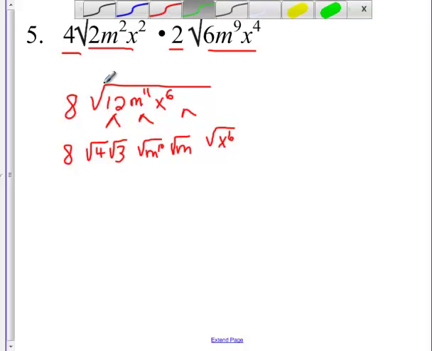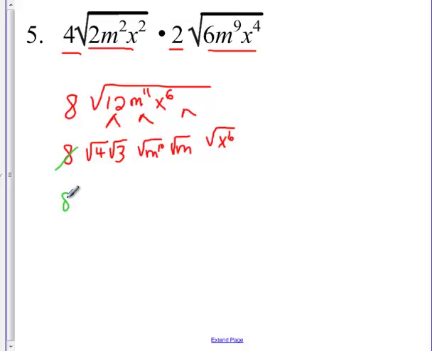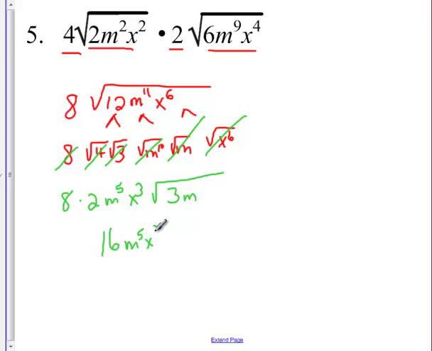All right, now we're just down to clearing up. 8 comes down. The square root of 4 is 2. The square root of 3 can't be done, so it gets to stay in its radical. The square root of m to the 10th is m to the 5th. I can't take the square root of m. I can take the square root of x to the 6th, it's x to the 3rd, and there is my final answer.